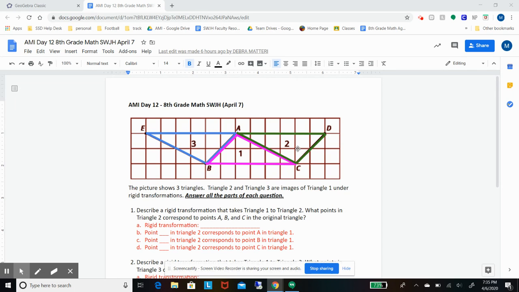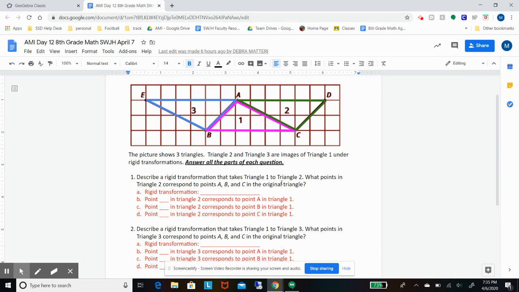We are talking about transformations. In this question, they are asking you to describe a transformation that goes from triangle 1 to triangle 2, and then in the second question, triangle 1 to triangle 3. And so, as you can see, we've kind of broken down the answers into a little bit more manageable work.